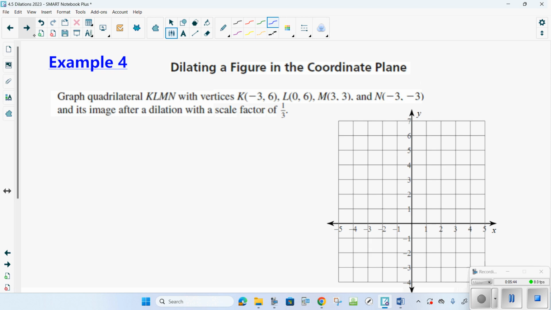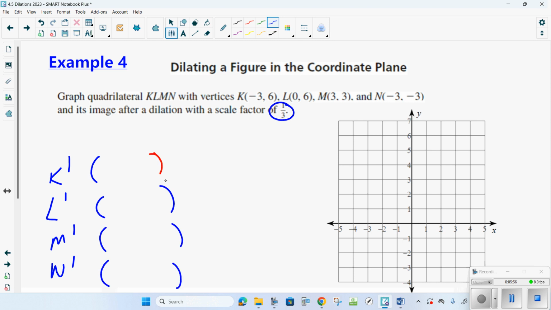Now I have the next one, and I want to do a scale factor of 1/3. So I'm going to take each of those points and multiply by 1/3 to both x and y. And so if I multiply to both x and y, I would get negative 1, 2, 0, 2, 1, 1, and negative 1, negative 1.